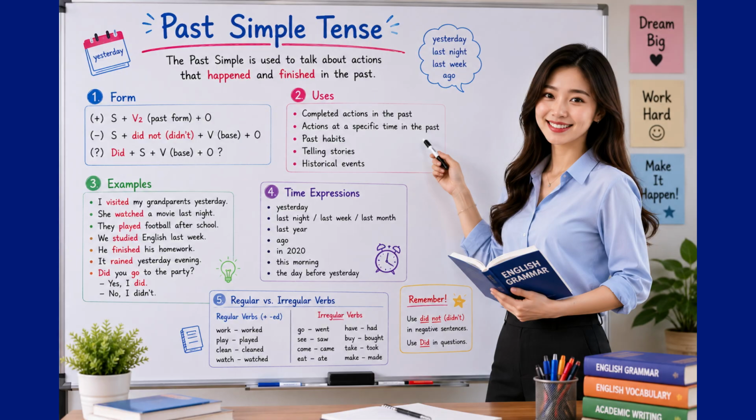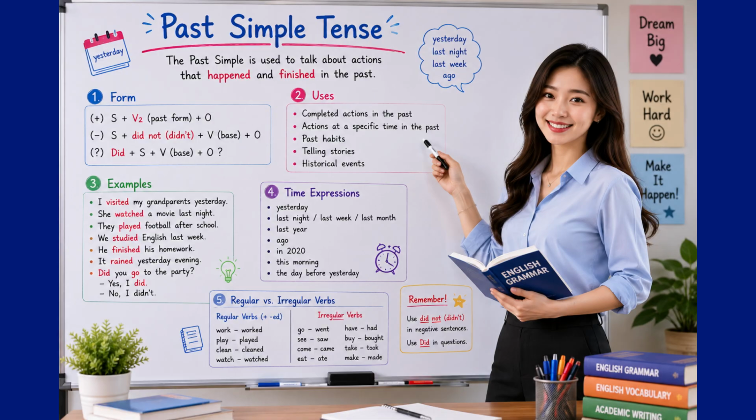Structure of the past simple tense. Positive sentences. The basic structure is subject plus past form of the verb plus object. Examples: I worked hard yesterday. She studied English last night. They played football after school. We visited our friends. He watched a documentary.